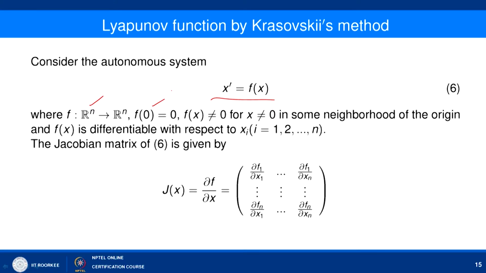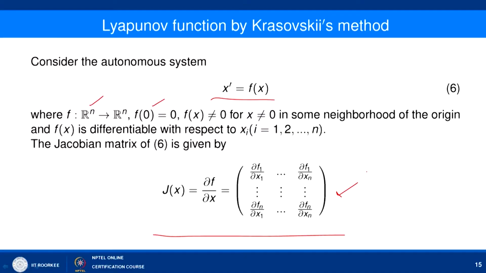Because f of x is non-zero in a small neighborhood around the origin, 0 is an isolated critical point, and we assume that f of x is differentiable with respect to xi, so that existence and uniqueness may be given. So, the only thing we have to check is the stability of the 0 solution. We already know that the Jacobian matrix J of x is given by dev f by dev x, and it is defined like this.